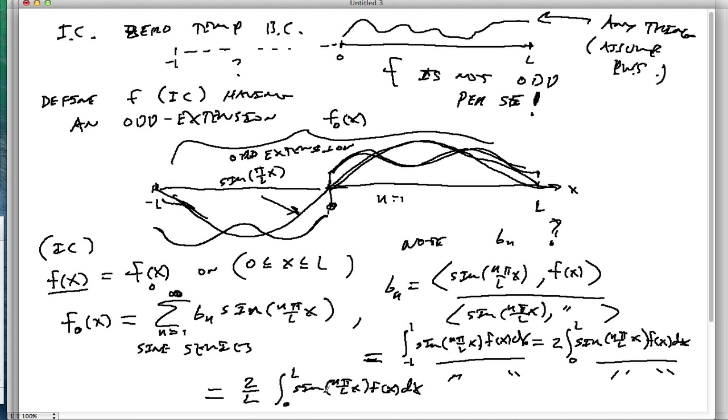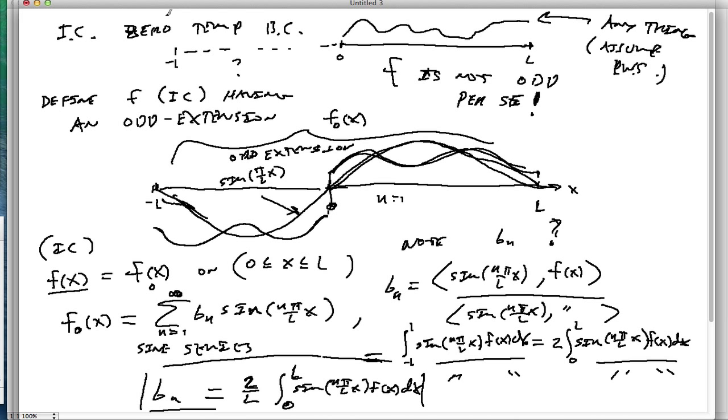So that's the abbreviated notation. This is the formula we can use to calculate our bn's. So we don't have to integrate over negative L to L. We can just integrate from 0 to L and multiply it by 2. And that's a nicer, simpler formula for computing what we had before.